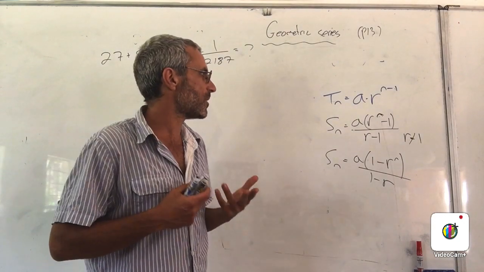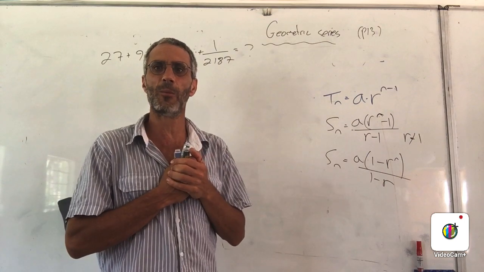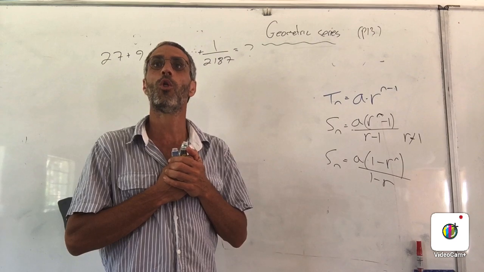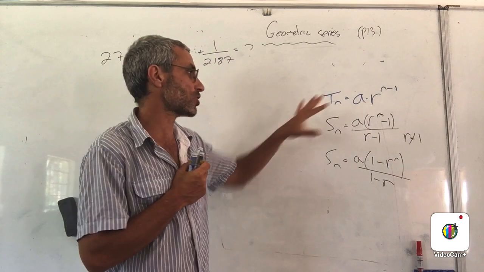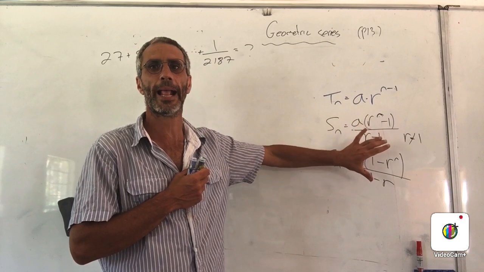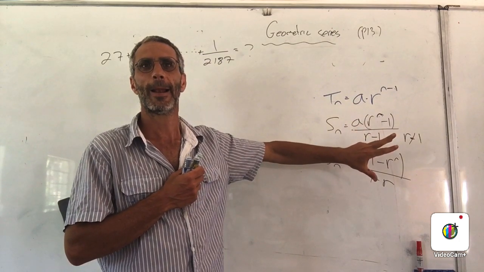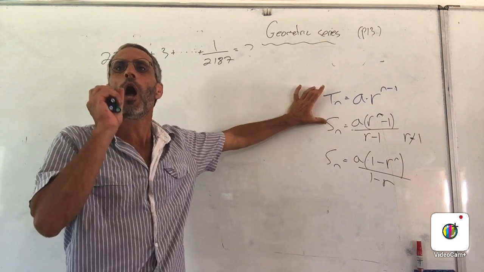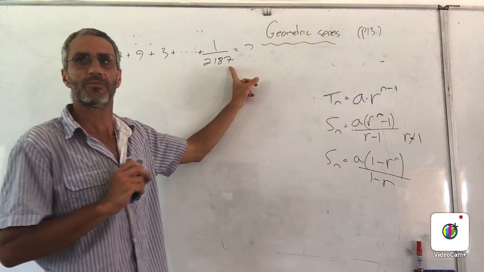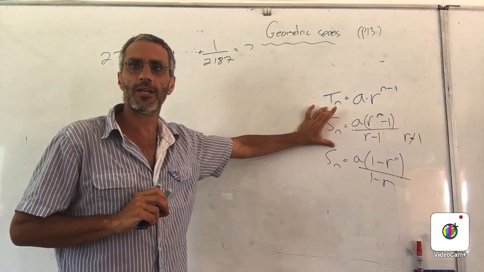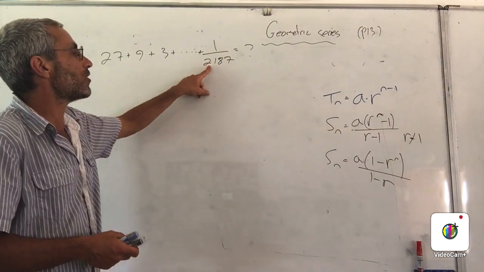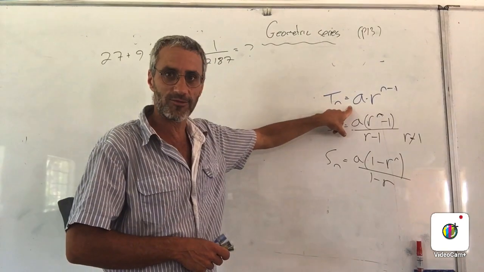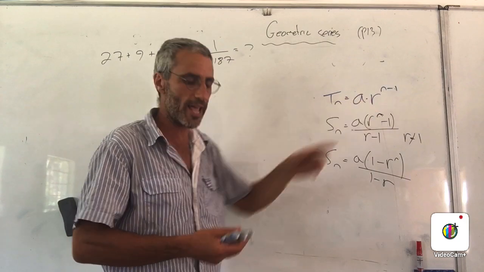So how would I figure out how many terms there are? You make 1 over 2,187 equal to the what? Equation. Which equation? I've got 2 equations, the blue or the black? The black. No, blue. Okay, remember, the blue equation tells you what is the actual term. The black equation tells you the sum. Now I know that the last term is 1 over 2187. So I'm going to use the nth term equation, the blue equation, to figure out what the n is.